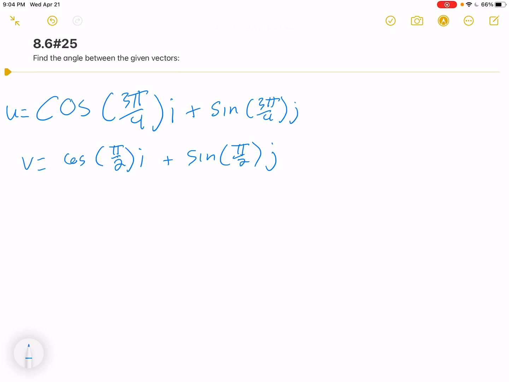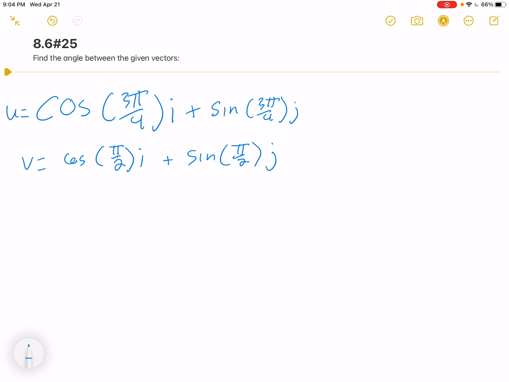Okay, here's another video. This is from 8.6, number 25. It says find the angle between the vectors. So the vectors given are u equals cosine of 3 pi over 4 i plus sine 3 pi over 4 j, and vector v is cosine pi over 2 i plus sine pi over 2 j.